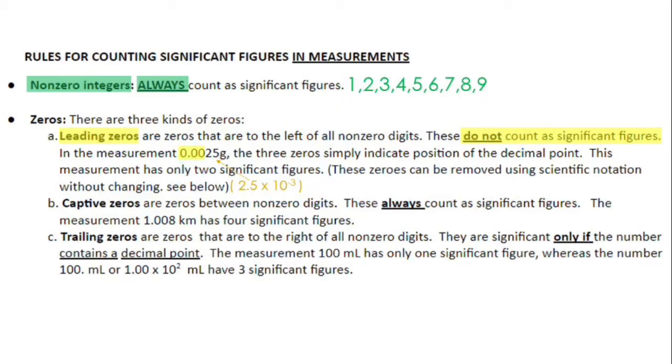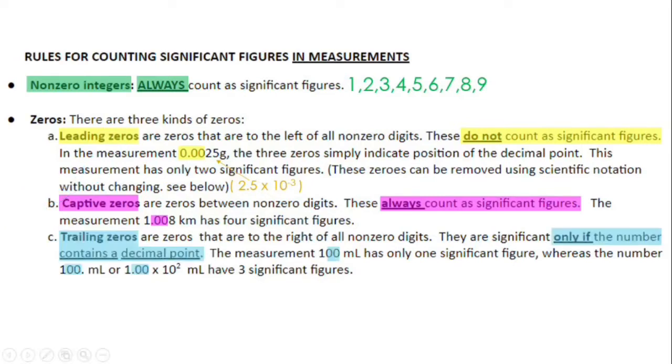Now, our second type of zeros are captive zeros, and these always count as significant figures. These are those zeros that are between other non-zero digits, like those 2 zeros you see in 1.008. They are always significant figures. I sometimes call these sandwiched zeros instead of captive zeros because they're sandwiched in between those other non-zero digits. But no matter what we call them, they are always significant, just like those non-zero digits.